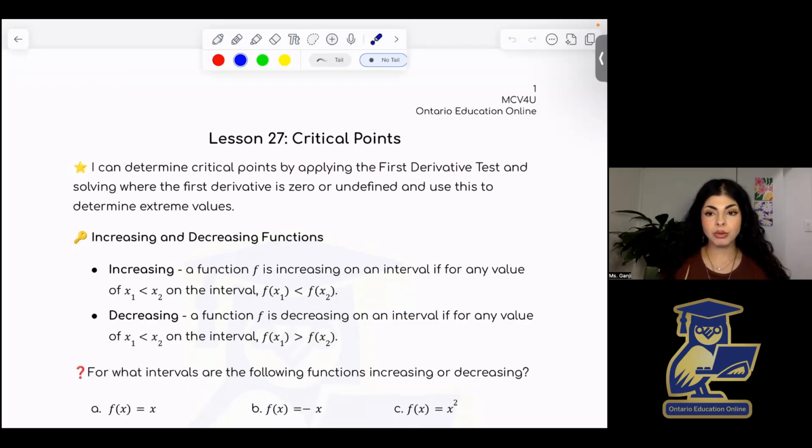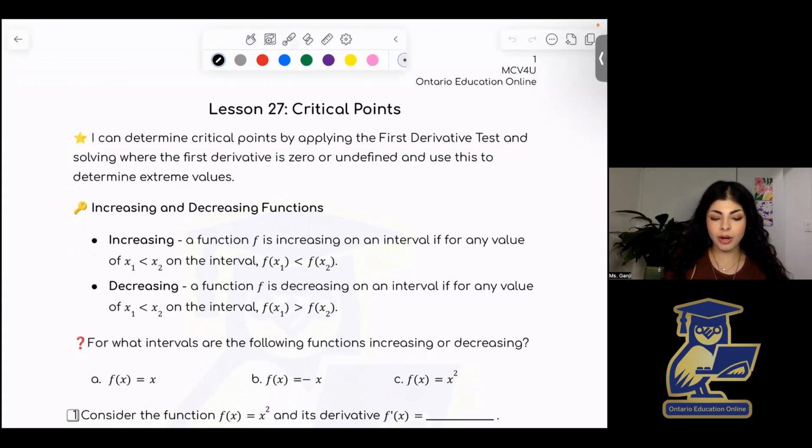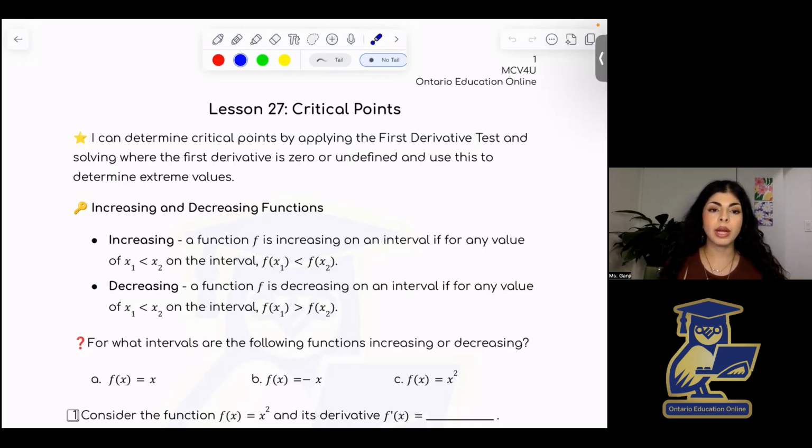And you've actually heard me use critical points in the previous unit, especially when we were talking in optimization. And so we're going to now give it an actual definition and generalize this to any given function. So not necessarily in optimization problems, but for any given function, what the critical points are. So our learning goal today is to determine critical points by applying the first derivative test and solving where the first derivative is 0 or undefined and using this to determine extreme values.